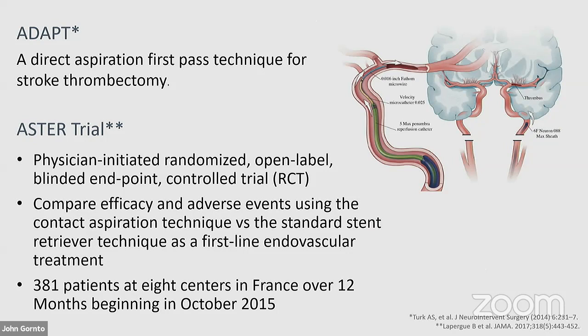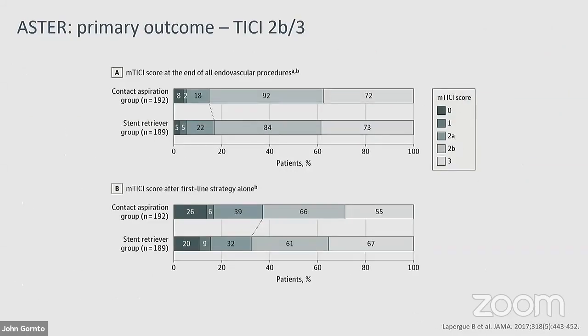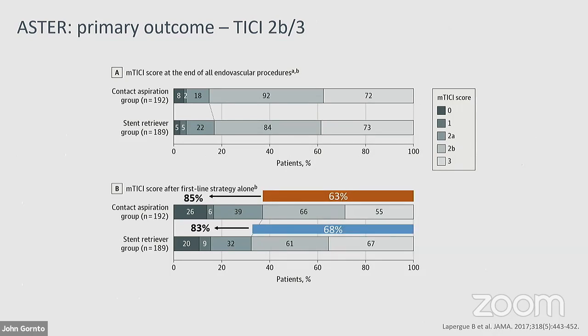It was first described in 2014, published. So it's a direct aspiration of the clot without the stent retriever. And the French were very early and did a randomized controlled trial and compared the aspiration with the stent retriever, and the results were not super good. So they had a primary recanalization rate with the contact aspiration in 63% and 68% with the stent retriever.